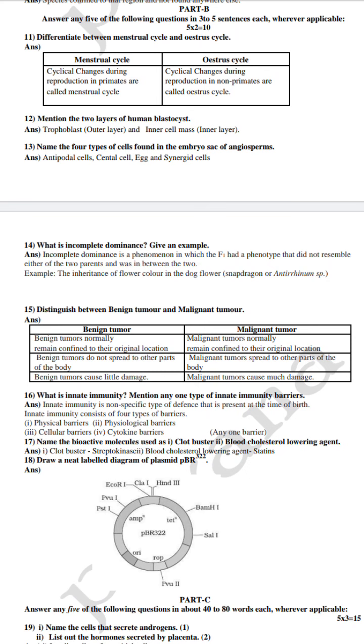11th question. Differentiate between menstrual cycle and estrous cycle. So here tabular form question, definitions given as differences. Each definition carries 1 mark. First let us see definition for menstrual cycle. Cyclic changes during reproduction in primates are called menstrual cycle. Then example for primates, human beings. Estrous cycle. Cyclic changes during reproduction in non-primates are called as estrous cycle.